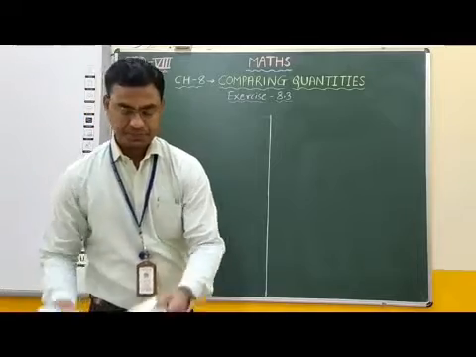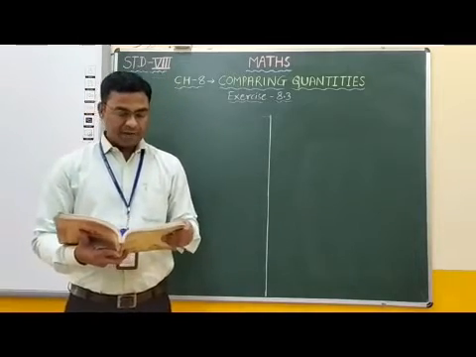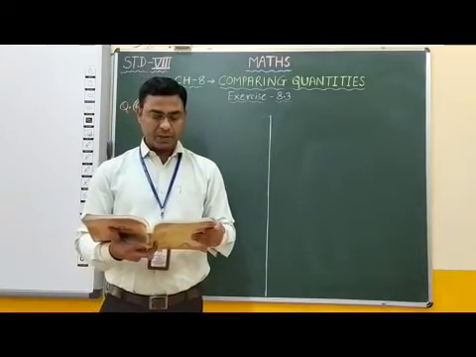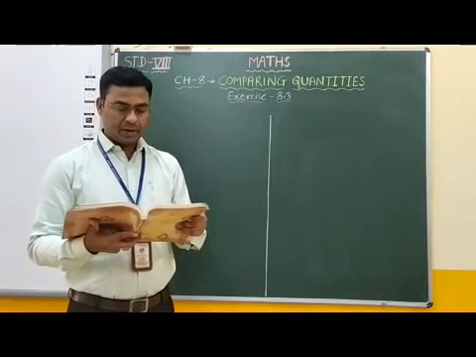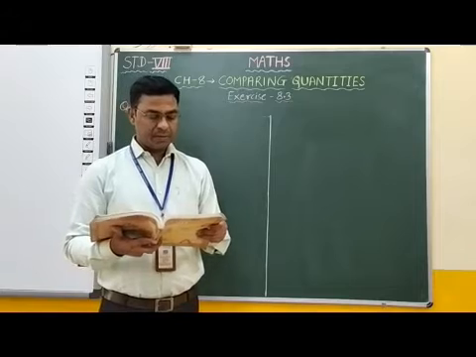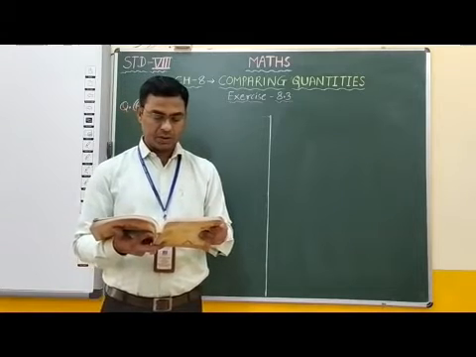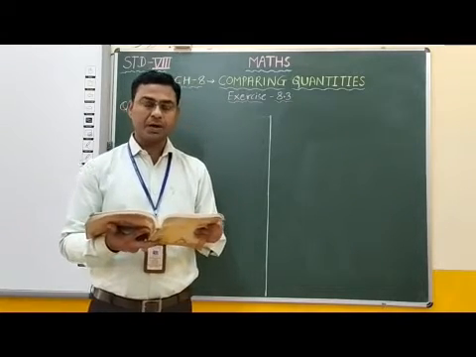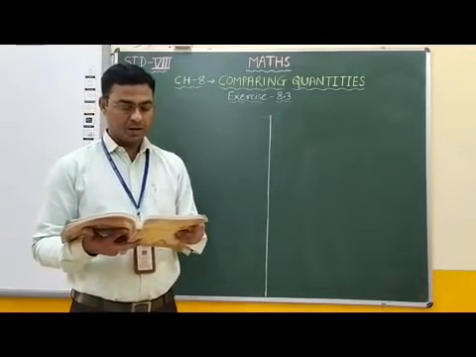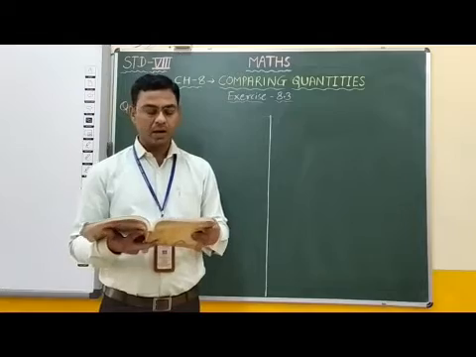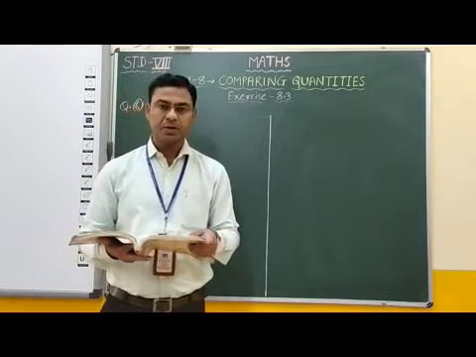Now the question is, Arif took a loan of rupees 80,000 from a bank. If the rate of interest is 10% per annum, find the difference in the amounts he would be paying after 1.5 years, if the interest is compounded annually and compounded half yearly.